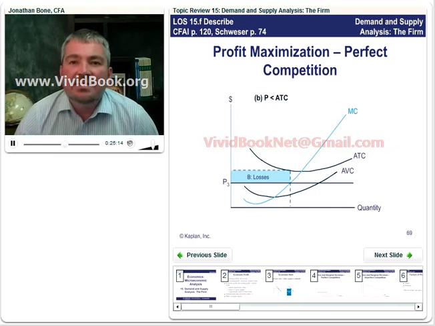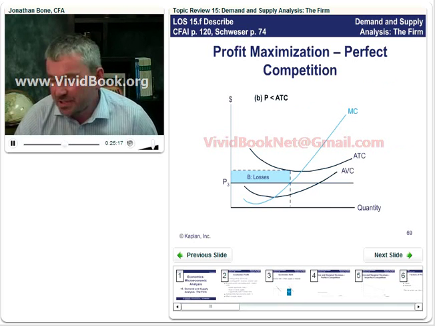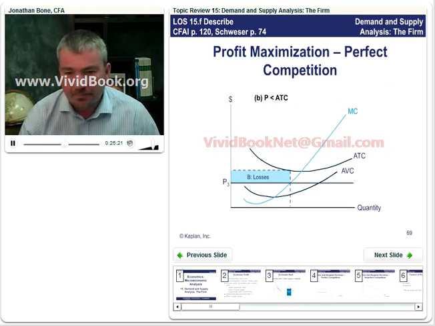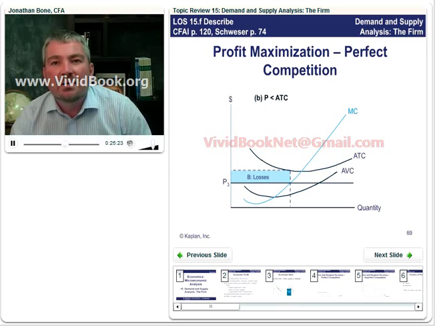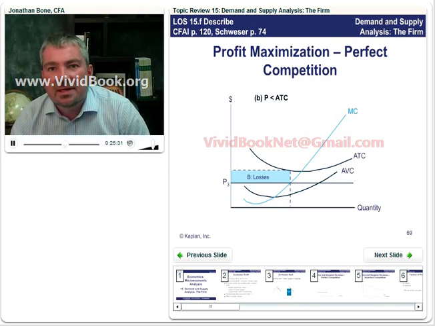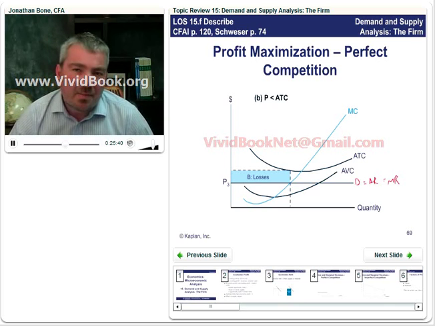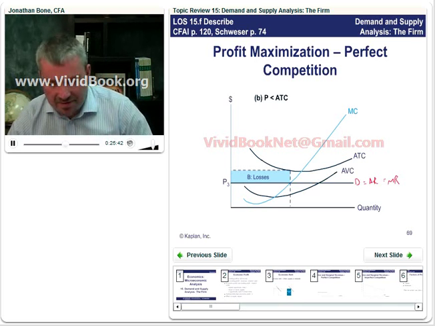Now let's have a look at this scenario. Again, it's perfect competition and we're looking at profit maximization here. But notice the scenario, again, where marginal cost equals marginal revenue. Let's label up our diagram. So this is demand, average revenue, and of course also marginal revenue. So the point where marginal cost hits marginal revenue is where the firm will produce.